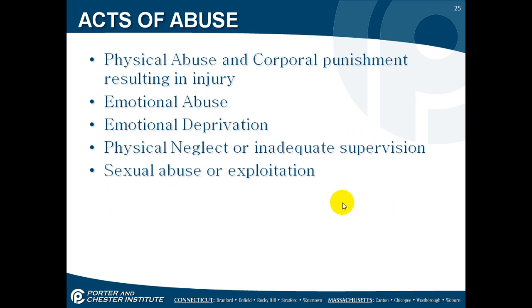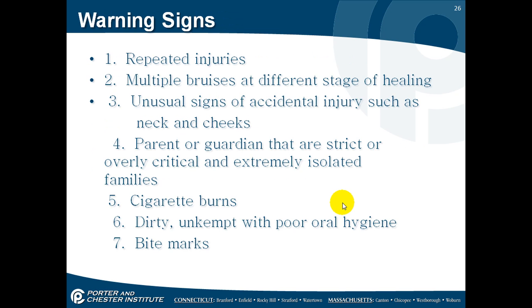So the acts of abuse are physical, emotional, neglect, sexual abuse. The warning signs, repeated injuries. So when you see somebody that might have injuries or bruises and they're at different stages of healing, the child didn't just fall down that one flight of stairs right now because everything would be the same. Unusual signs of accidental injury such as neck and cheeks, parent or guardian that are strict or overly critical, cigarette burns, dirty, unkempt, poor oral hygiene, or bite marks.